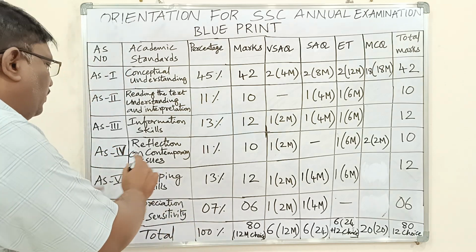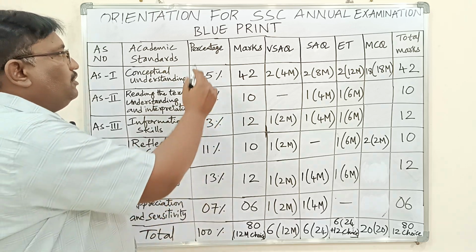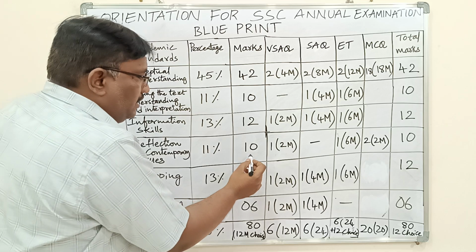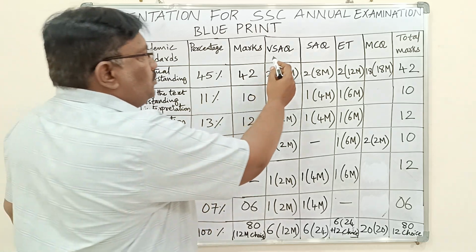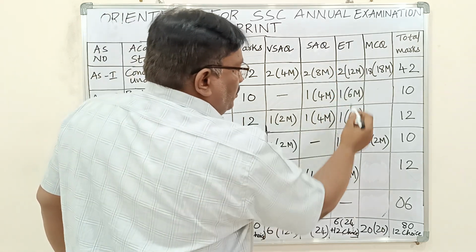Coming to the fourth one, reflection on contemporary issues. This is the fourth academic standard, which will have the percentage of 11%, and the marks allotted are 10 marks. In the very short answer type, 1 question for 2 marks, and in the essay type, 1 question for 6 marks.